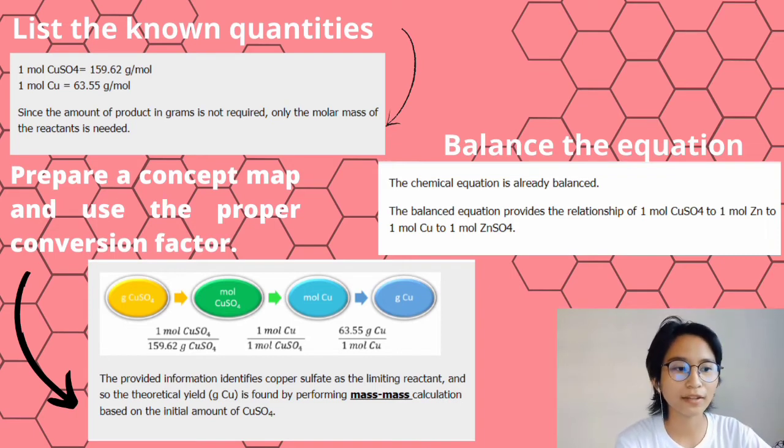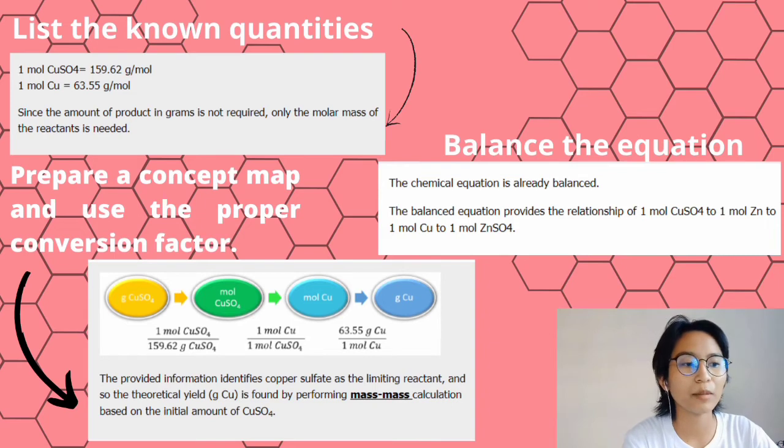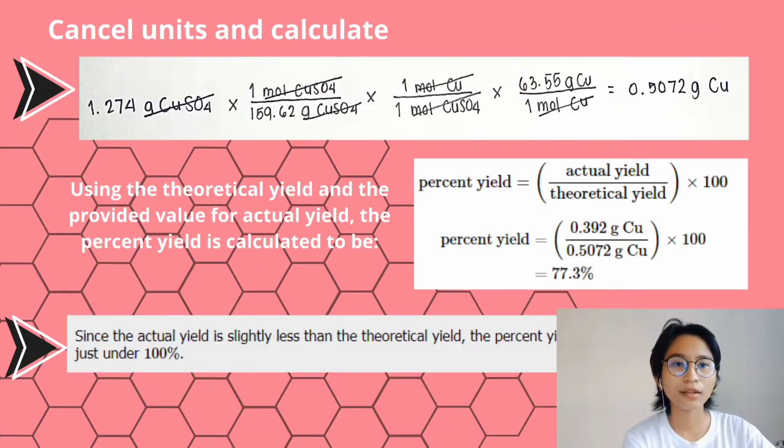For better understanding, we prepared a concept map as shown in the presentation and used the proper conversion factor. The provided information identifies copper sulfate as the limiting reactant, and so the theoretical yield is found by performing mass-to-mass calculation based on the initial amount of copper sulfate. The next step is to cancel units and calculate.